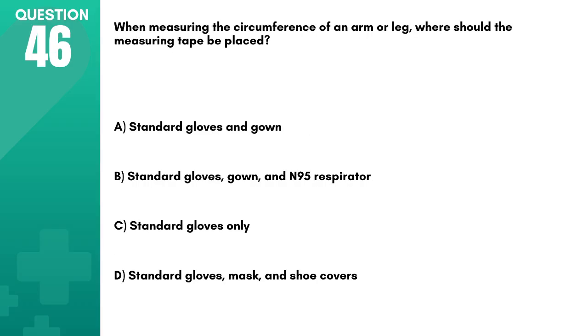Question 46. When measuring the circumference of an arm or leg, where should the measuring tape be placed? A. Tightly wrapped, compressing the limb. B. Loosely placed, allowing easy movement. C. Snug but not constricting, at the specified landmark. D. Over clothing layers for comfort.